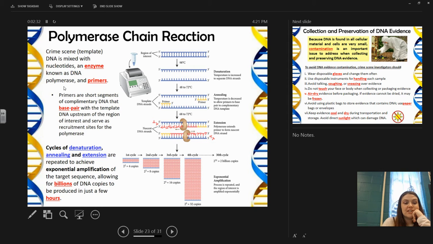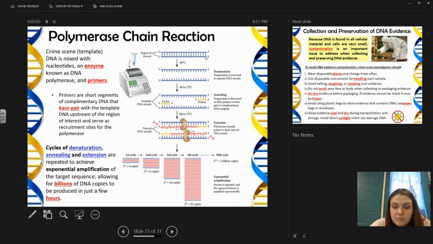So the enzyme known as DNA polymerase, and primers. Okay, so we have our DNA. We mix in nucleotides, an enzyme known as polymerase, and primers. The primers are short segments of complementary DNA that base pair with the template. So basically, the primers are more A's, T's, C's, and G's, so that when I make a copy, they can pair with it. They pair with DNA upstream of the region of interest and serve as a recruitment site for the polymerase. So let's look at the picture.